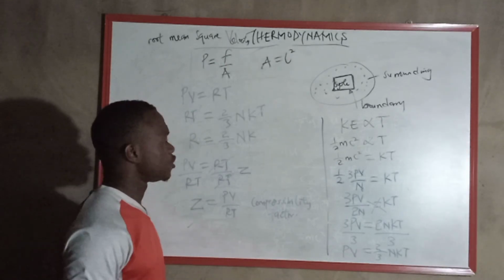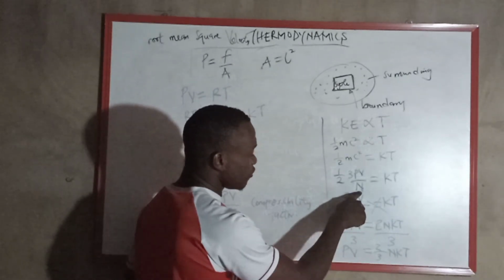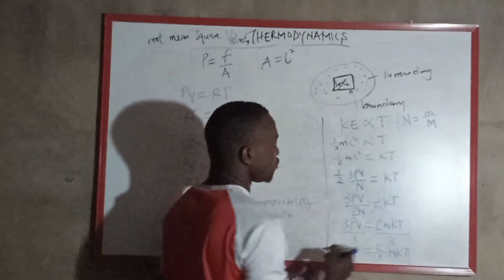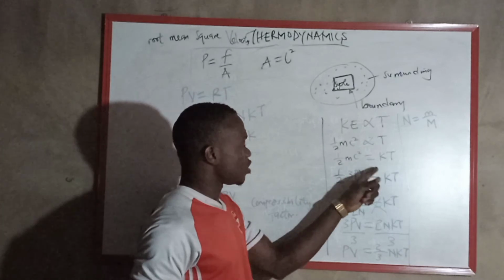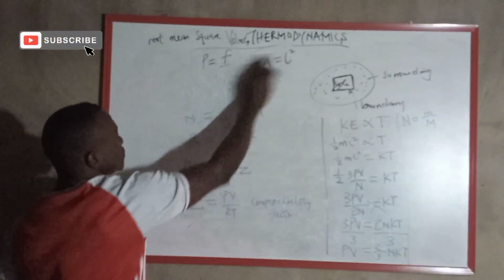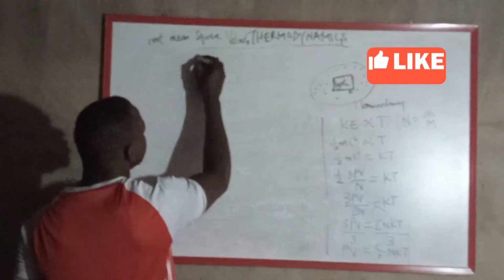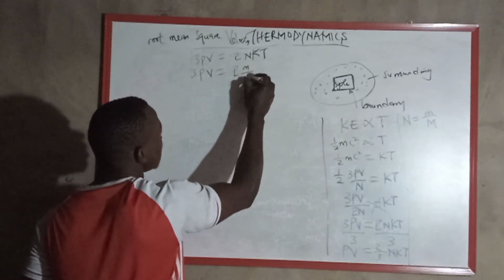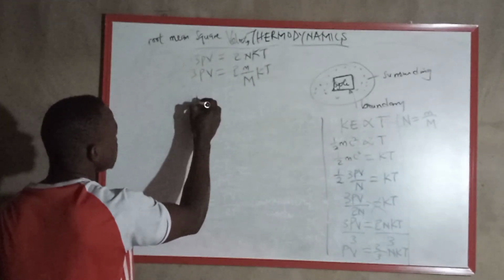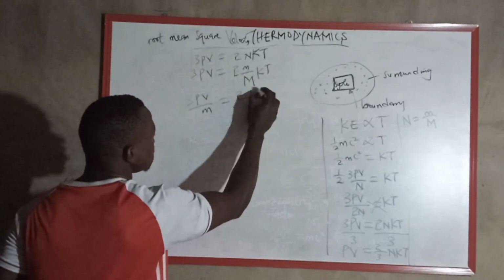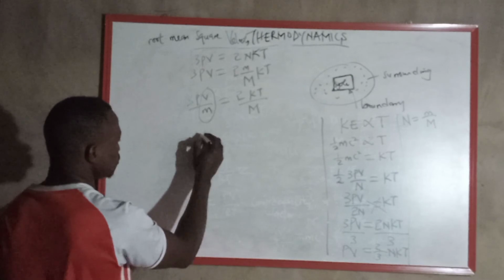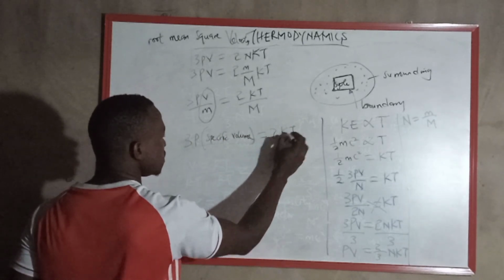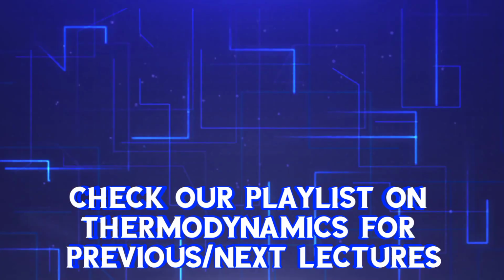Now, somebody may ask us, what is specific volume? Specific volume is simply the volume over the mass. Remember, the number of molecules is equal to what? Mass over molar mass. So we have that the number of molecules N is equal to mass over molar mass. If we replace that into this formula here, we have 3PV is equal to 2NkT. So we have 3PV is equal to 2 mass over molar mass kT. If we divide through by mass, we have 3PV over mass is equal to 2kT over molar mass. So this becomes our specific volume, which is 3P specific volume is equal to 2kT over mass.